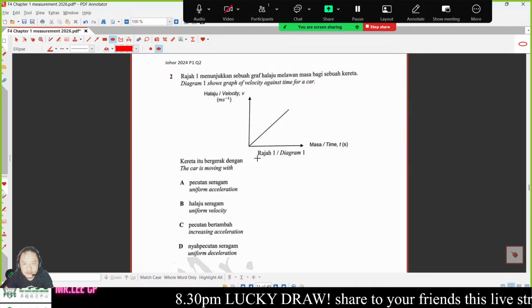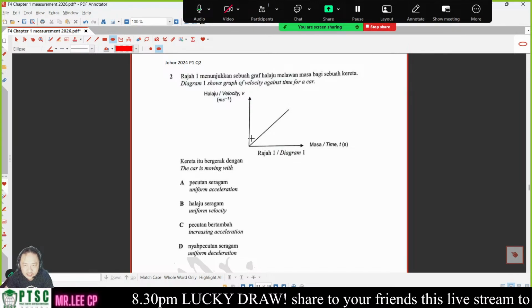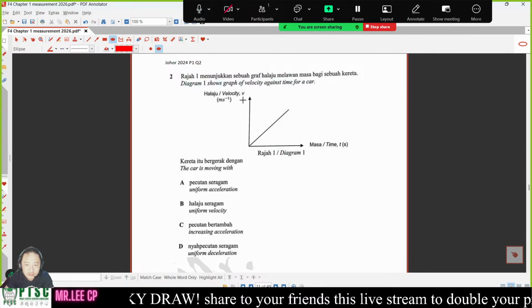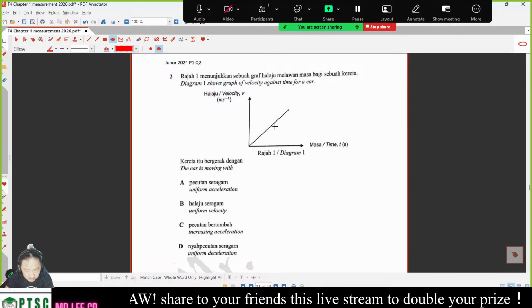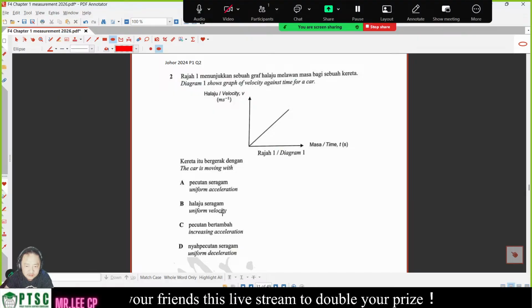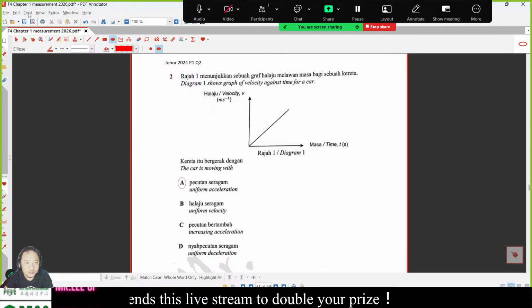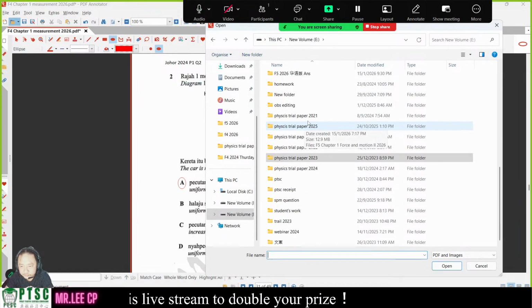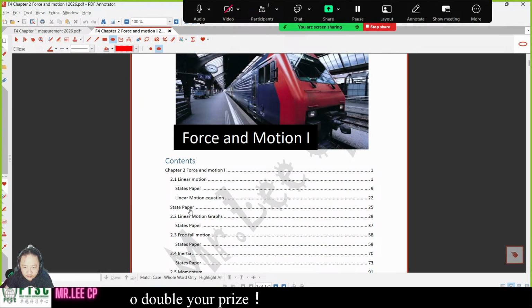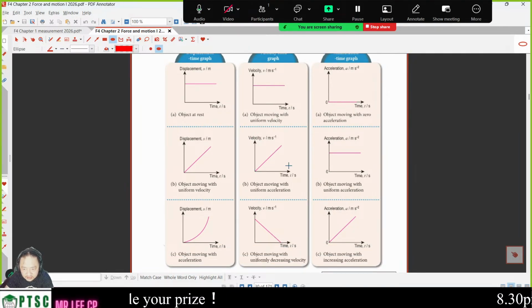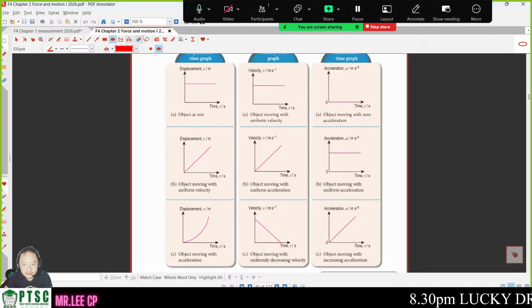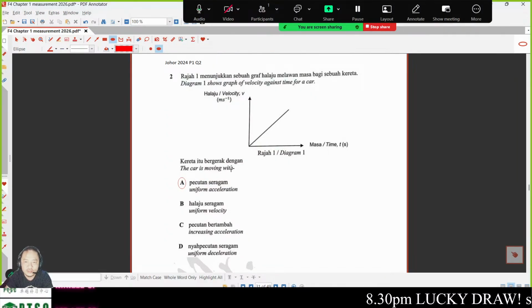Okay, next one. Diagram 1 shows the velocity-time graph of a car. I haven't taught you yet, but I'll teach you in chapter 2. Anyhow, I give you the answer. The gradient of the graph is acceleration. So this one is called constant acceleration or uniform acceleration, which you are going to learn in chapter 2, Form 4. So going up this way on a velocity-time graph, it is called uniform acceleration. You haven't learned it yet, you just learned the graph, but anyhow, I put it here.